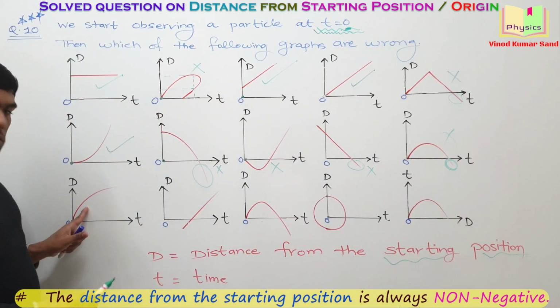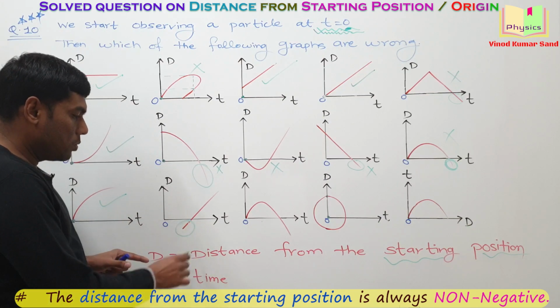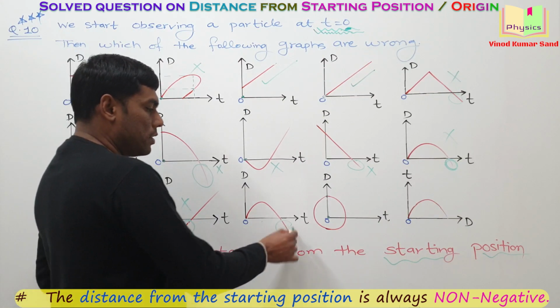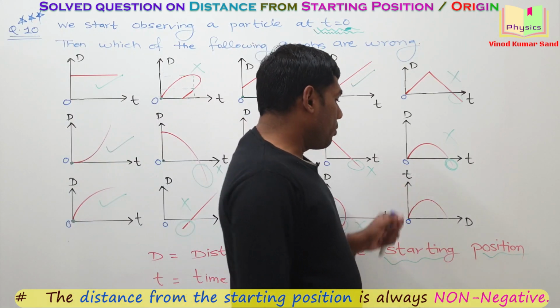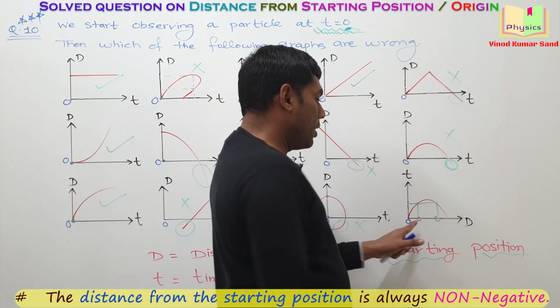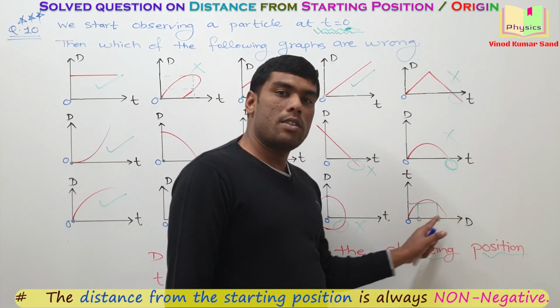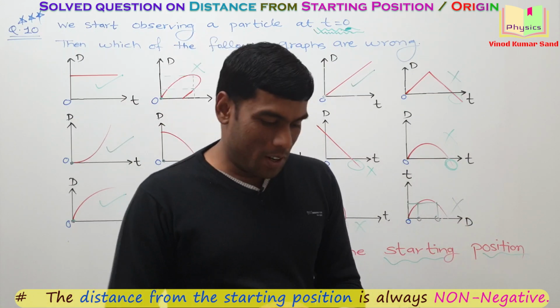Okay, look at this graph. This is correct. This graph has an issue. It is wrong. This graph has an issue. It is wrong. At a given moment of time, the particle is at two different distances from the origin. Is it permissible? Nope. So this graph is also wrong.